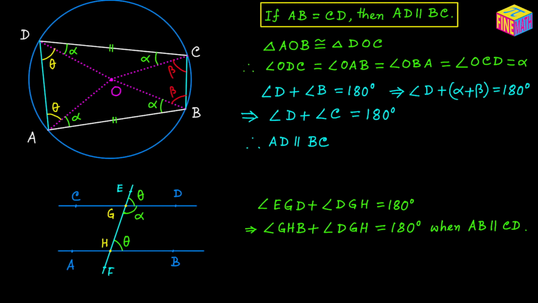So in the original proof, I have used this property that when the sum of the two interior angles on the same side of the transversal is equal to 180 degree, we can claim that the two lines are parallel.